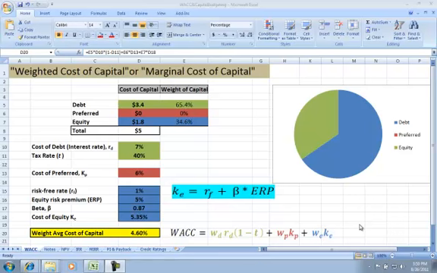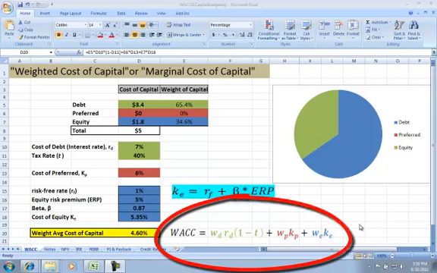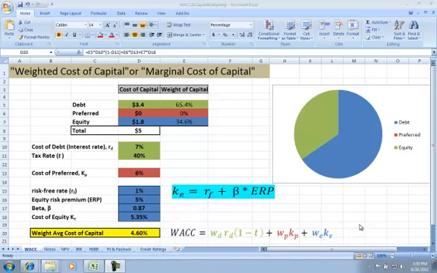Now, weighted cost of capital, or marginal cost of capital as it is sometimes referred to, is calculated using this formula here. The weight, or the amount, of the three methods to raise capital is multiplied by their individual cost, and then all three are added up. As a visual stimulus, I made debt green, preferred stock dark red, and common stock blue.